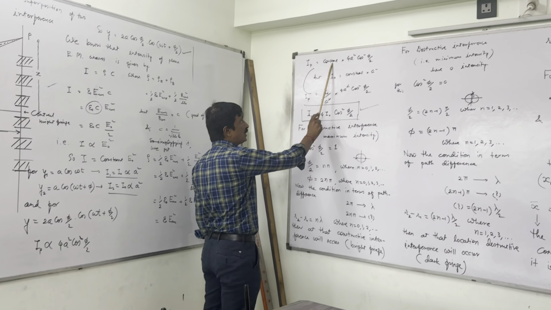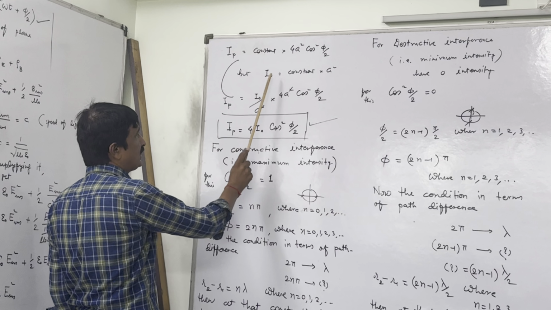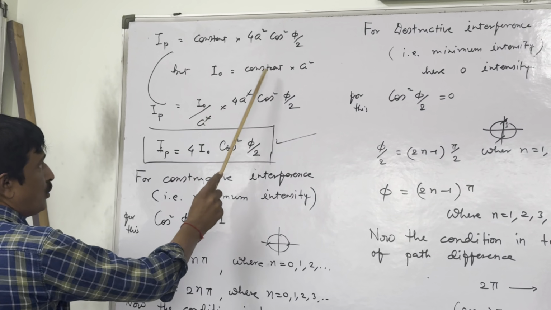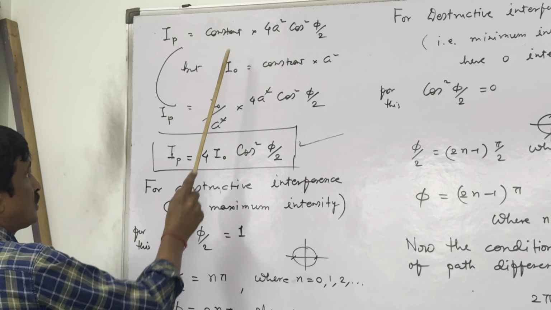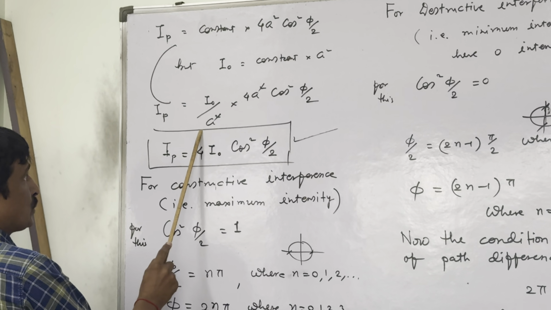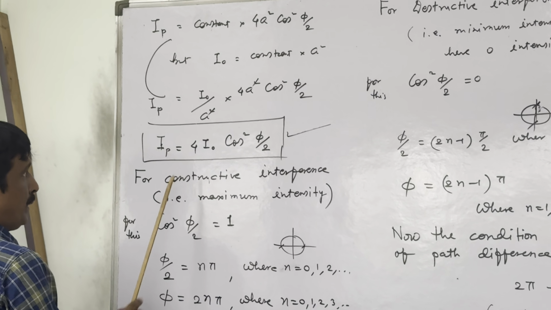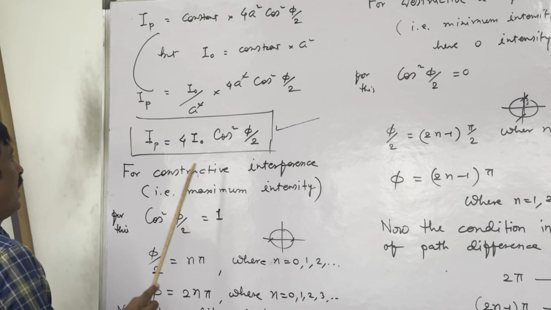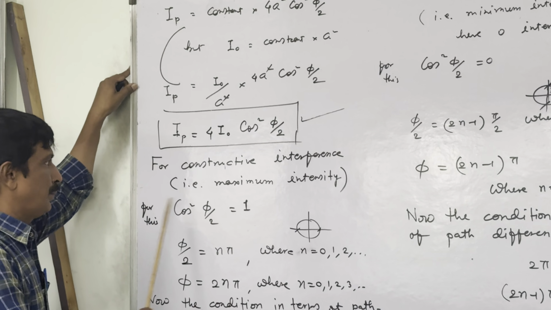So IP equal to constant into 4a square cos square phi by 2. But I naught varies as a square, so I naught equal to constant into a square. So this constant is replaced by I naught by a square into 4a square cos square phi by 2. A square cuts out, so we have IP equal to 4 I naught cos square phi by 2.